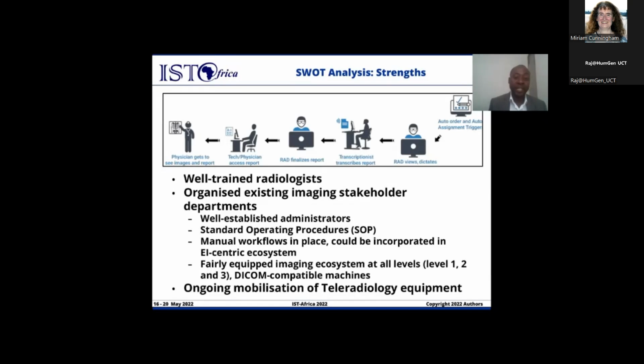These various departments are already having their own administrators who are well established. They already operate on standard operating procedures, and although mainly manual, they have workflows in place which could be incorporated in an AI-centric ecosystem. They also have fairly equipped imaging ecosystems at all levels, operating with machines that are already compatible with the DICOM format, which is a requirement for enterprise imaging. And lastly, we also noted that there is already an ongoing mobilization of teleradiology equipment in order to link the various parts of the country to facilitate image sharing and reports transfer.